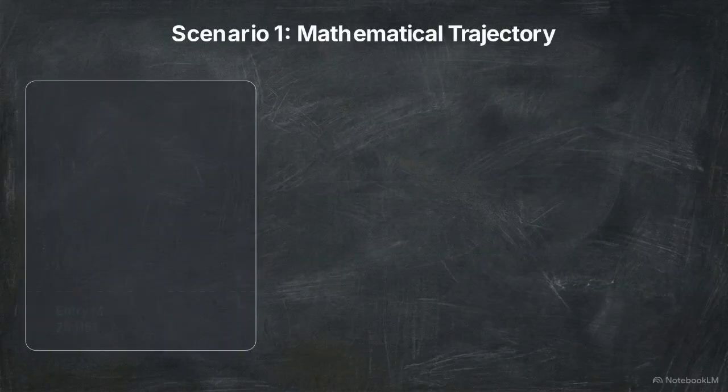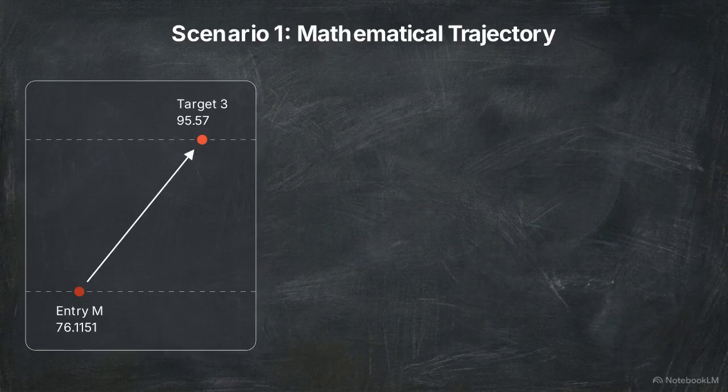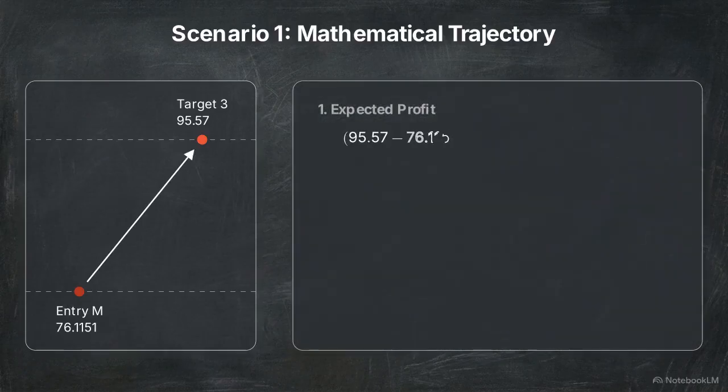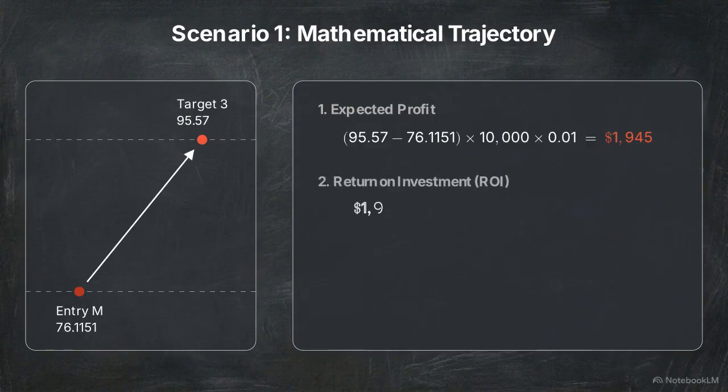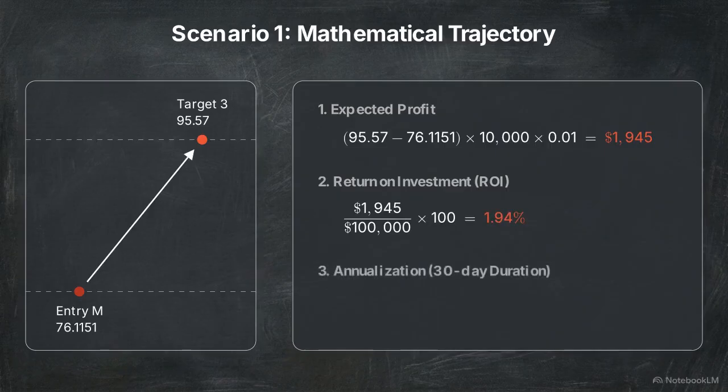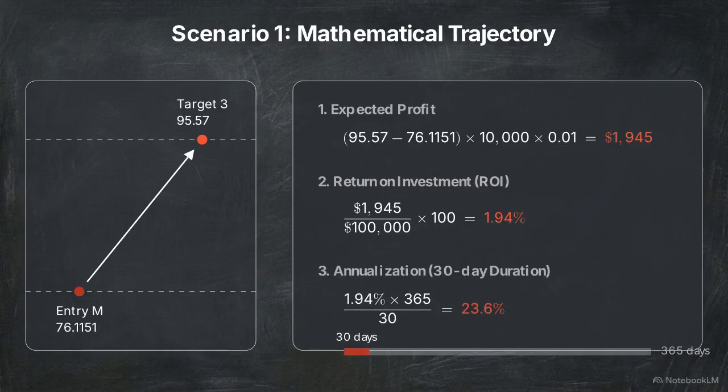We calculate the expected profit for Scenario 1. This path assumes only the primary entry at M is triggered, with a full exit occurring at Target 3. The expected total profit calculates to exactly $1,945. Measured against our $100,000 hypothetical starting capital, this produces an expected return of 1.94%. When annualized based on the 30-day duration, it normalizes to a 23.6% expected annual return.